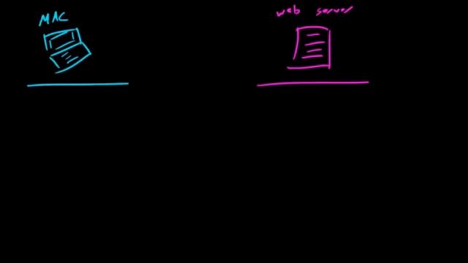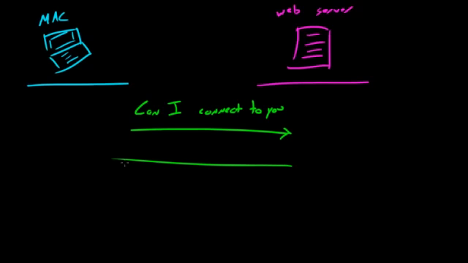Now let's look at a conversation between two computers trying to get a website. This is basically what happens whenever you request a website. If you're on your Mac, the first thing it does is ask the web server, can I connect to you? This is the first exchange, and what the web server does is, if it has permission, it says yes. For example, if it's a personal home server, it's of course going to say no.